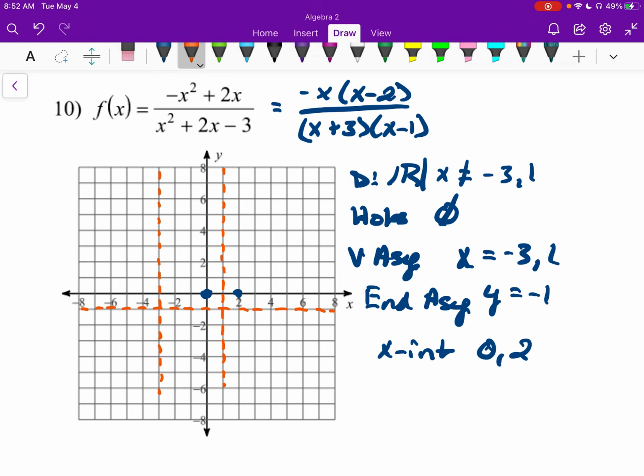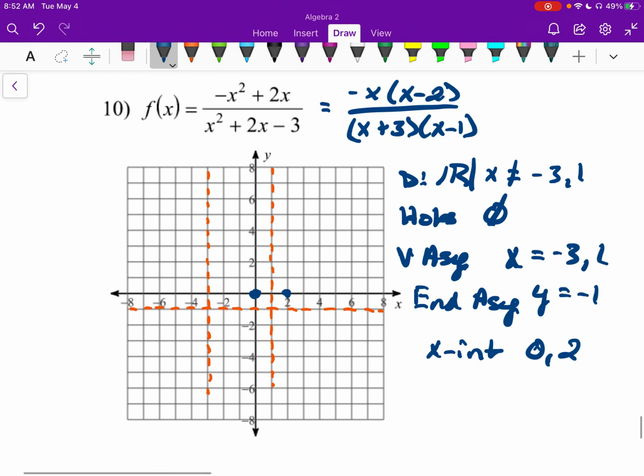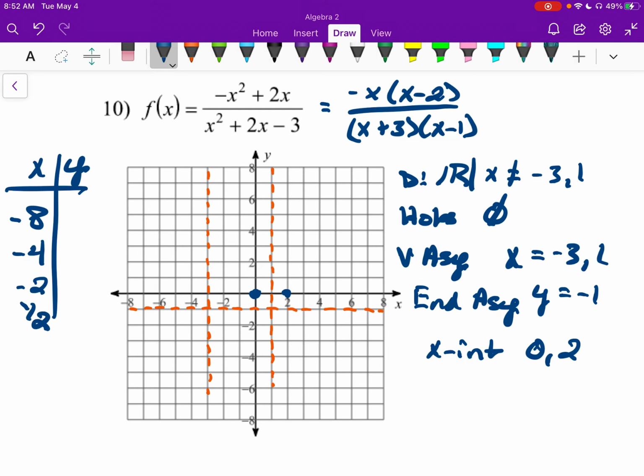All right, xy chart. We need 2 to the left, so I'll say -8 and -4. 2 in the middle. Actually, let's do 3 in the middle. We'll do, what do we want to do? -2 and maybe a half. And then on the right side, we'll do 3.